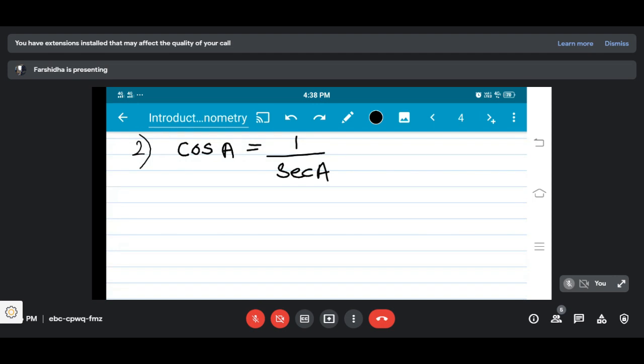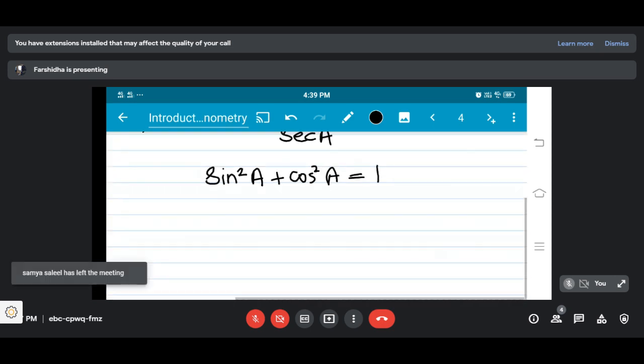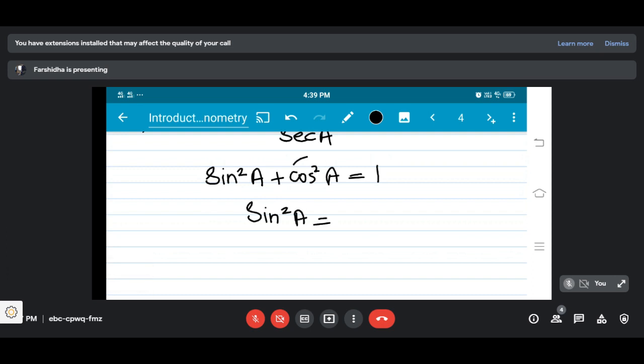To represent sine in terms of sec, first we'll take the first identity. What was the first identity? Sine square A plus cos square A is equal to 1. From this identity, we'll derive an equation for sine. Sine square A equal to, I'm taking this cos to this side. So plus cos square A will become minus cos square A. So 1 minus cos square A. Sine square A is equal to 1 minus cos square A.